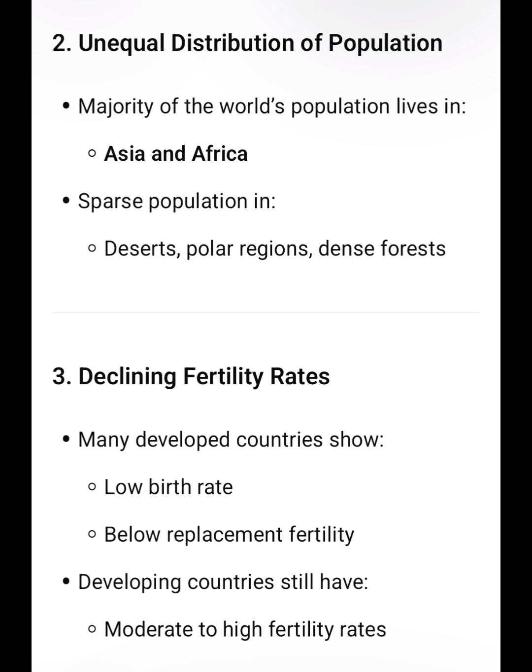And declining fertility rate, the third one. Many developed countries show low birth rate and below replacement fertility. And the developing countries still have moderate to high fertility rate.